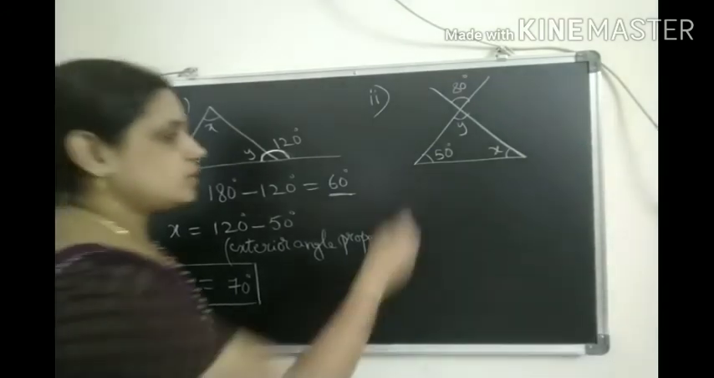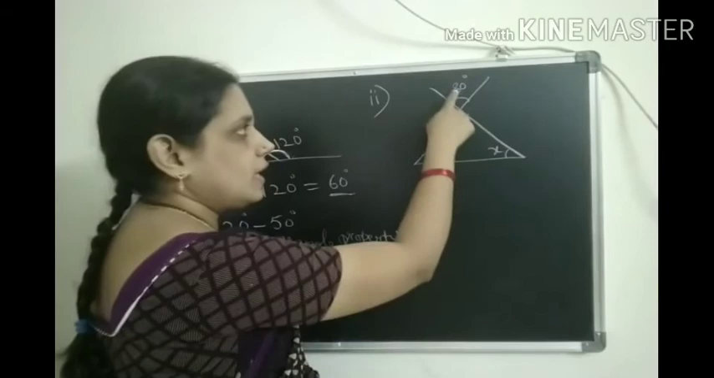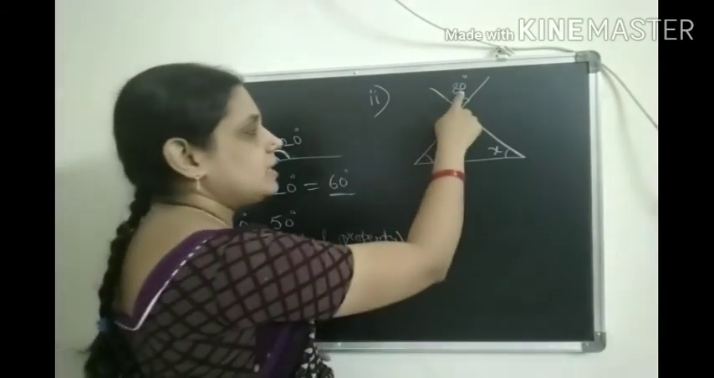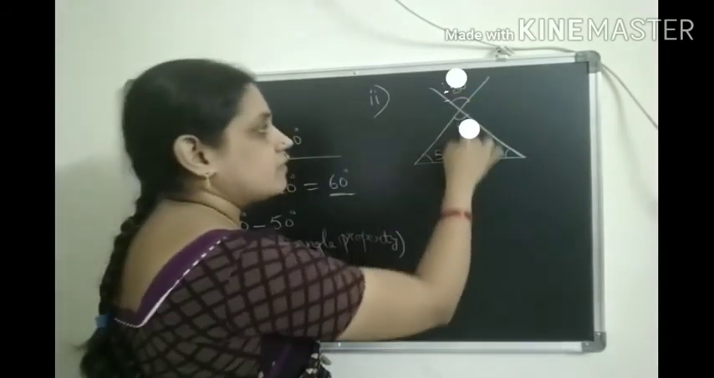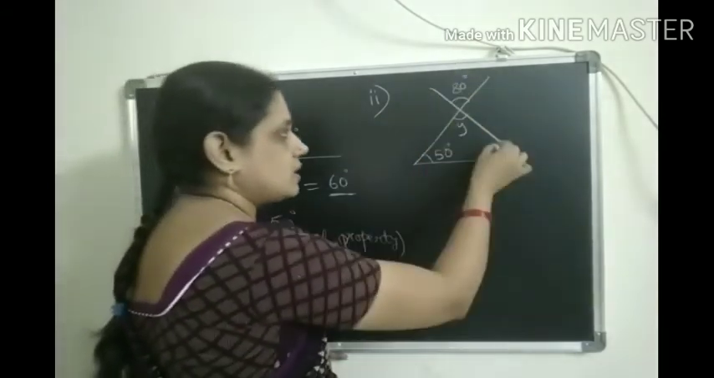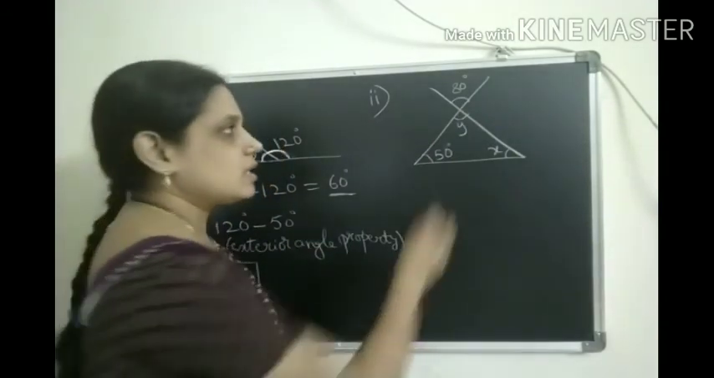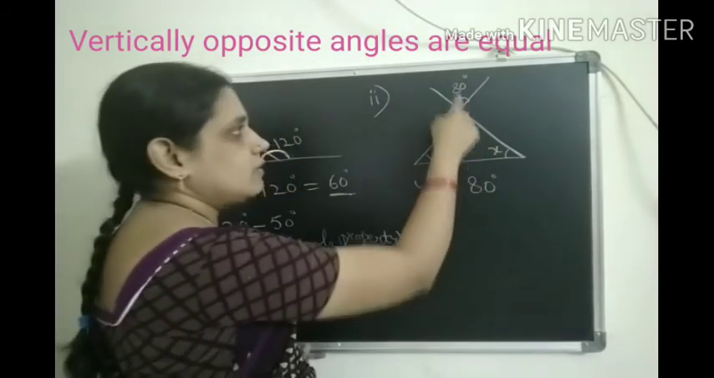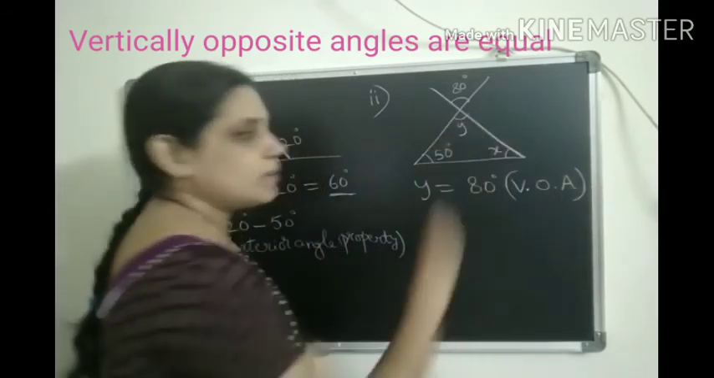Okay. Now coming to the next sum. Here in this figure 50, x, and here 80 degrees is given. One thing you have to identify here is that 80 degrees is not an exterior angle. But 80 and y are vertically opposite angles. Wherever two lines intersect, vertically opposite angles are formed and they are equal also. So y equal to 80 degrees. Immediately we can write y equal to 80 degrees, vertically opposite angles. In short form I wrote.